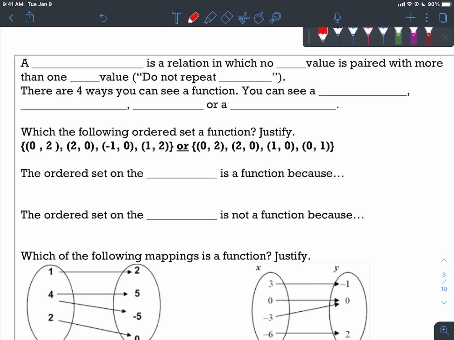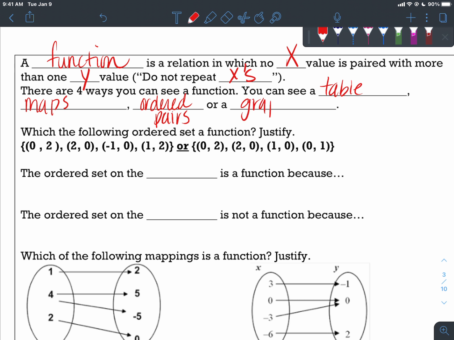So first thing, a function is a relation in which no x value is paired with more than one y value. Do not repeat my x's. There are 4 ways I can see a function: tables, maps, ordered pairs, or a graph.